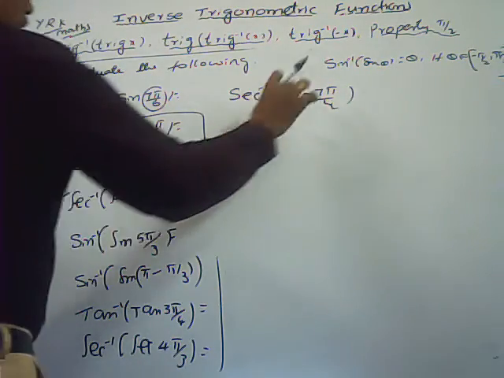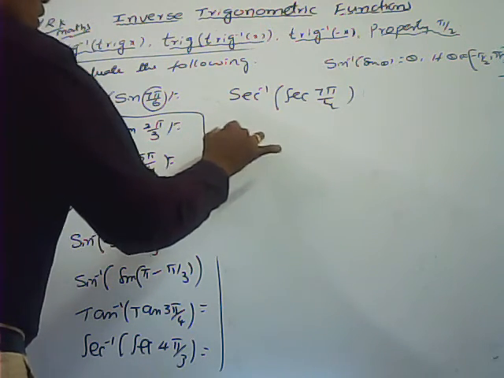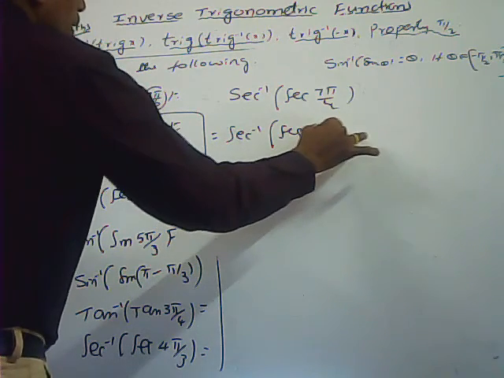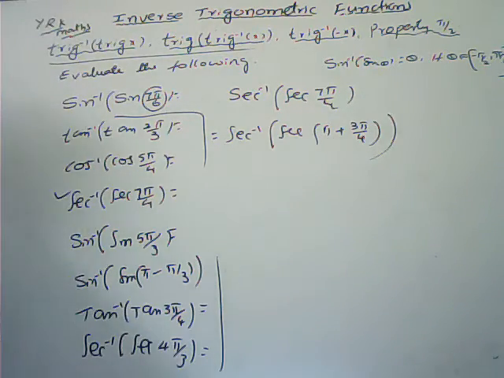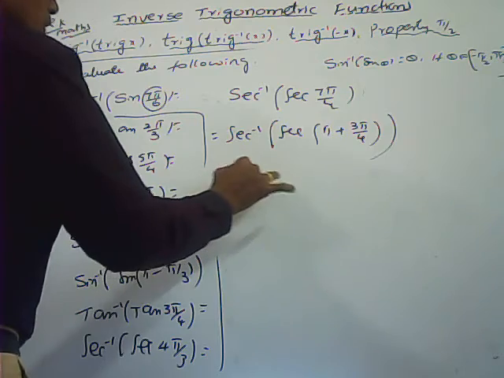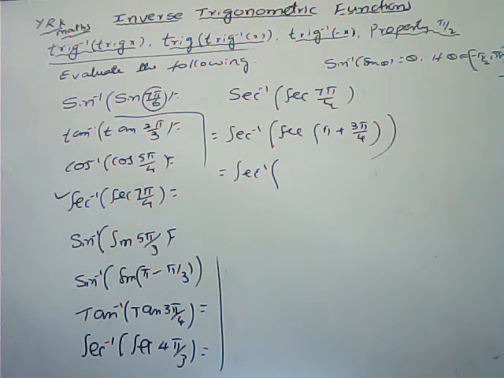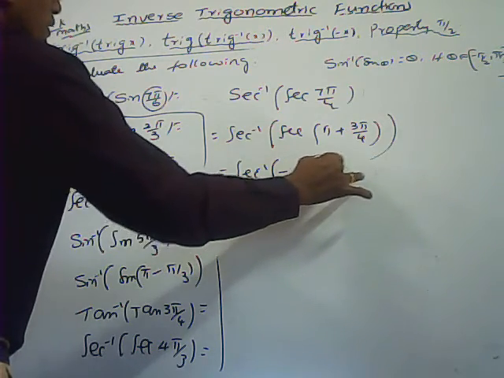So how to restrict that angle in between 0 to pi? Secant inverse of secant, here how to write this one? Pi plus 3 pi by 4. 4 pi plus 3 pi, that is 7 pi by 4. In terms of pi plus or 2 pi minus. Secant inverse of, what about 180 plus theta? Secant of 180 plus theta. 180 plus theta belongs to the third quadrant. In the third quadrant, only tan and cot are positive. Here secant is negative. Minus secant theta, 3 pi by 4.